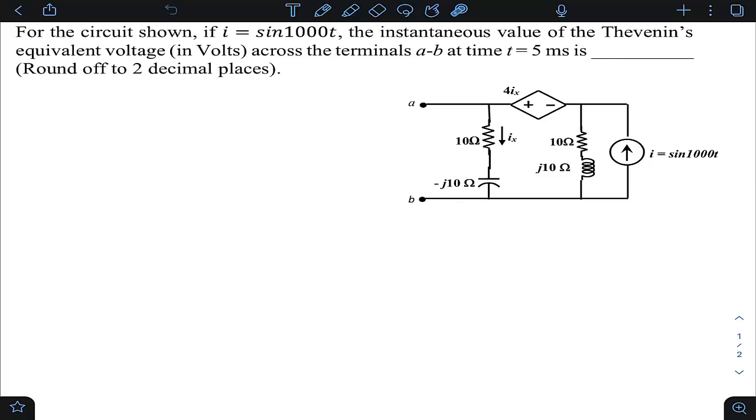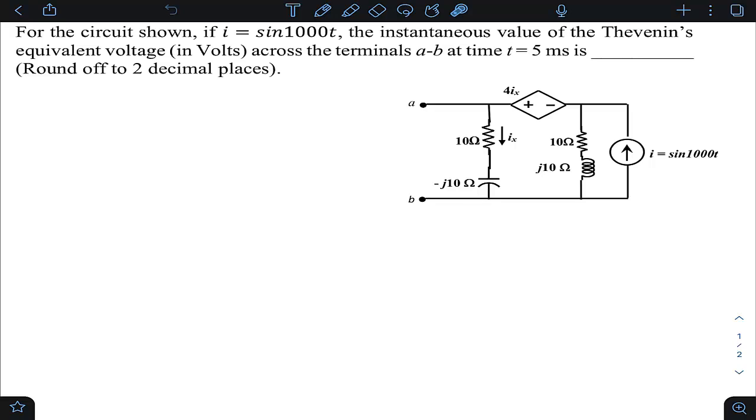This question was asked in GATE 2023 Electrical. This is from the network theory subject and the AC network analysis topic. The question is, for the circuit shown, if I equals sine 1000t, the instantaneous value of the Thevenin equivalent voltage across terminal AB at t equals 5 millisecond is how much? So we are supposed to find the Thevenin equivalent from this terminal at a specific instant of time, that is t equals 5 millisecond.